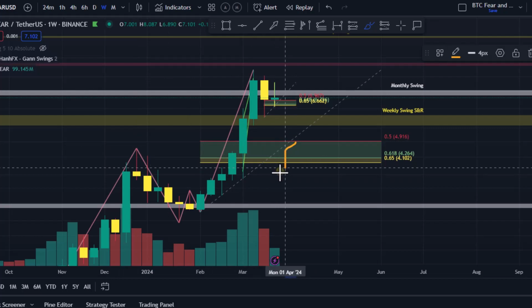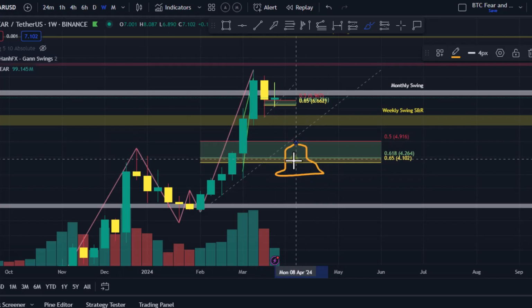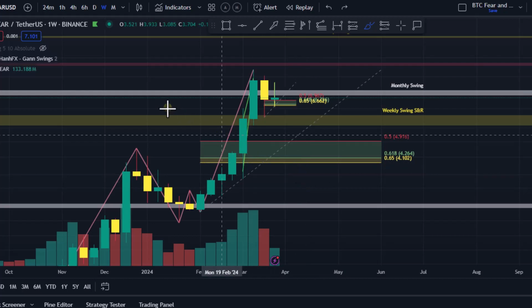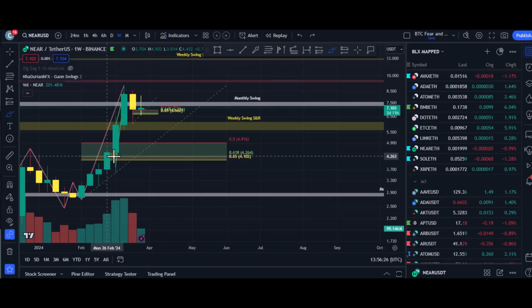If near is something you're interested in, then that's something you might want to do. So you're layering in less money up there and more money as we drop down. Keep that in your plan. So that's near. Let's have a look at near versus ETH quickly.